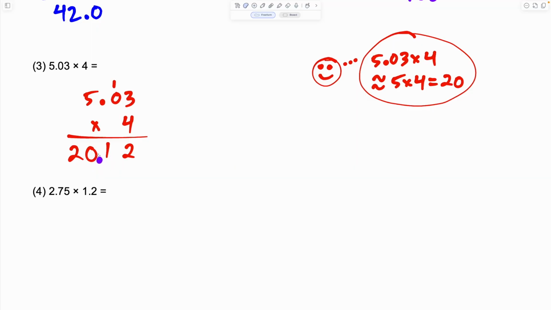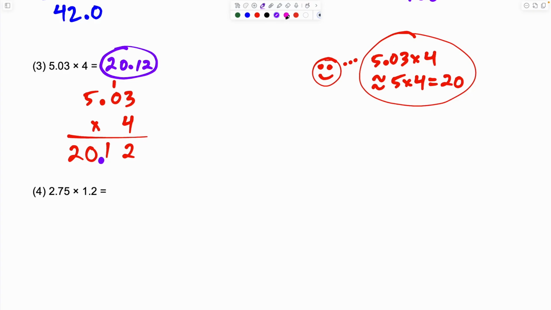Does it go in this place? In this one over here? Where could it go? Like I said before, this is very close to 5 times 4, which is 20. So I know the solution 20.12 makes the most sense here. Okay, so I'm going to say 20.12 is our solution.